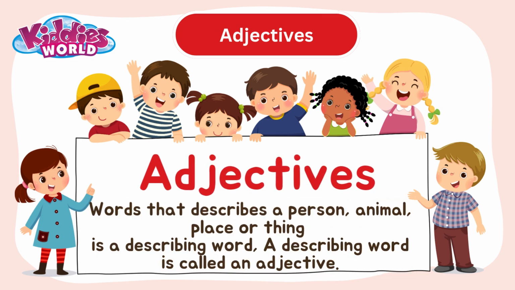We're going to learn about adjectives, words that describe people, animals, places, or things. Let's dive in and explore. An adjective is a word that describes a person, animal, place, or thing. Let's look at some examples.